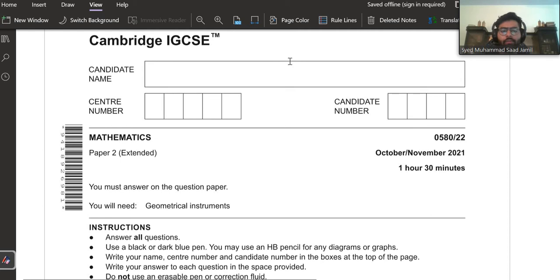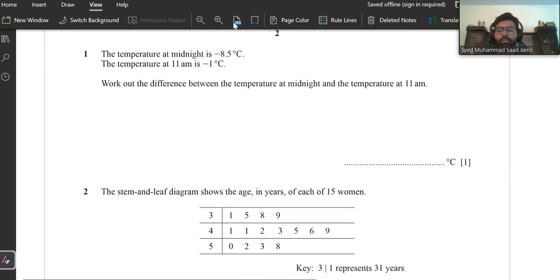Bismillahirrahmanirrahim. We will be solving today October-November 2021 058022. Before we start the paper, we ask Allah Ta'ala to help us out, inshallah.